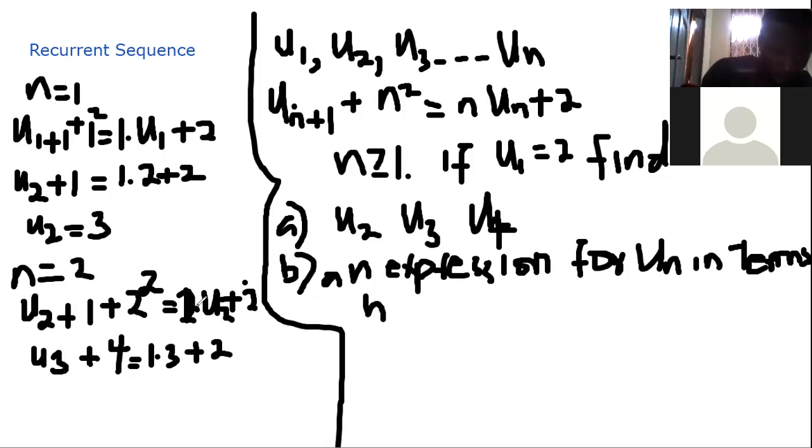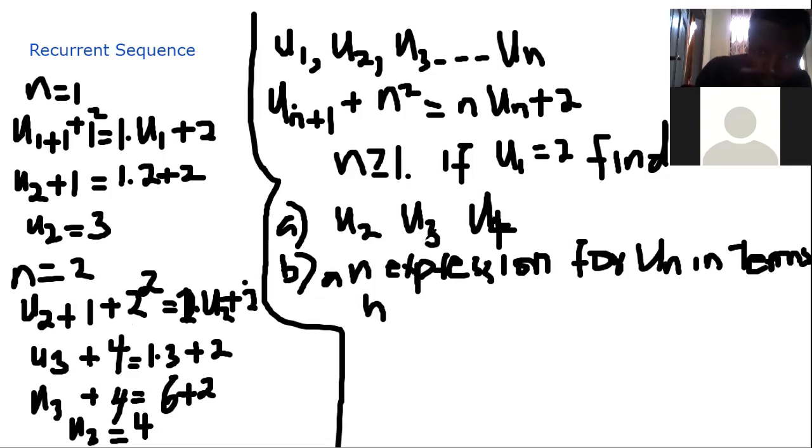Yes, sir. Good. So 2 times u2, which is 3, gives us 6, plus 2. So u3 plus 4 is equal to 6 plus 2, which is 8. So what are you getting u3 to be? u3 will be equal to 4. You can right away see that the common difference here is 1, so the sequence is linear. That is it for u3.